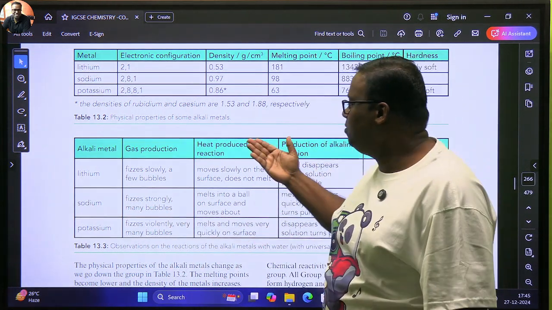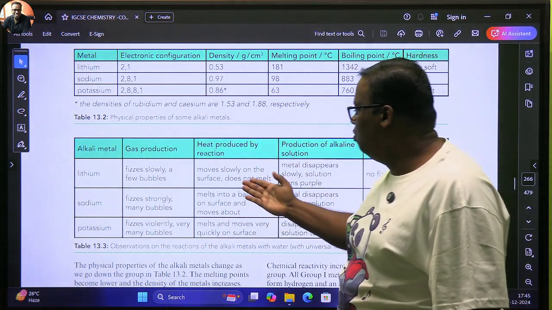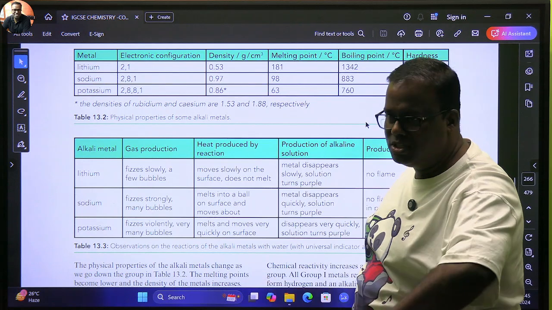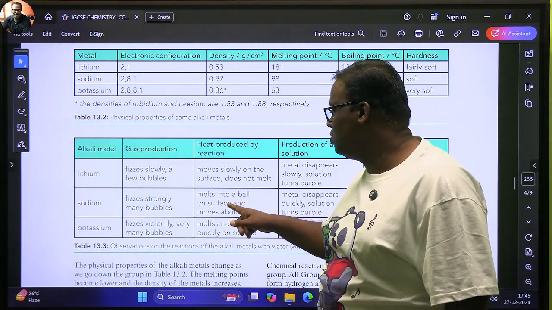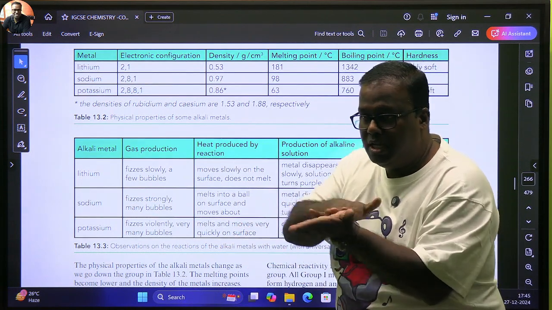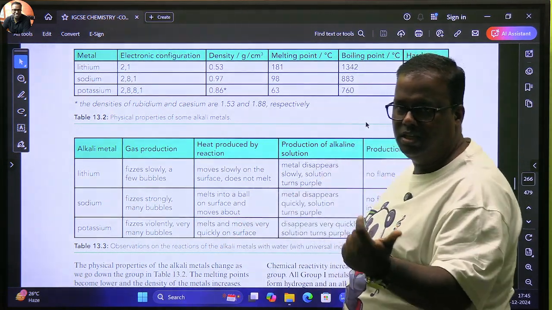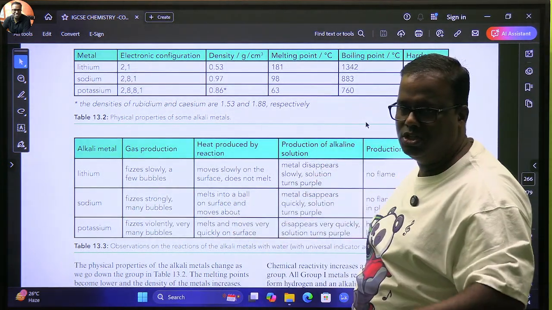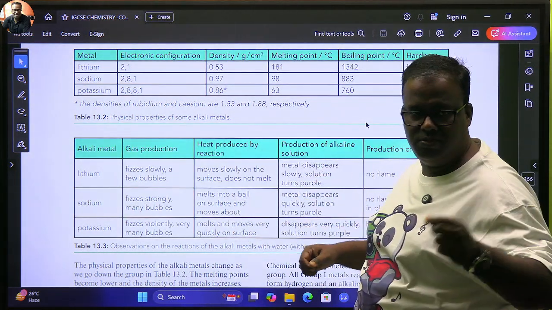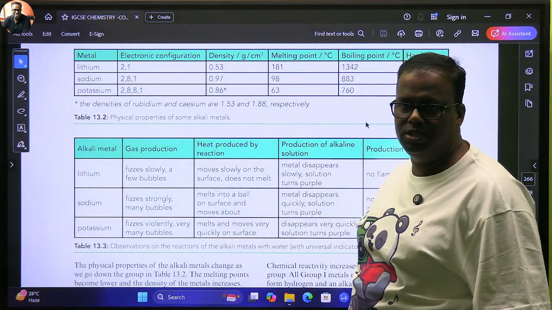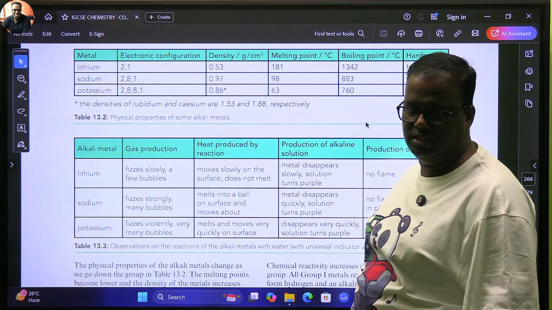Next, heat produced by the reaction: lithium moves slowly on the surface and does not melt. But when it comes to sodium, it melts into a ball on the surface and moves about. Sodium will burn and just move like that. The balls in a cycle chain, ball bearings, we have in our kitchen channels. Have you seen? The balls are there. It will be moving like that. It melts and moves very quickly on the surface the moment you start heating it.